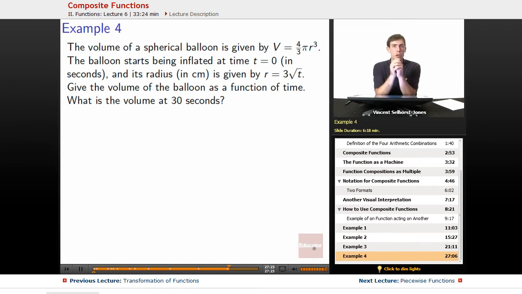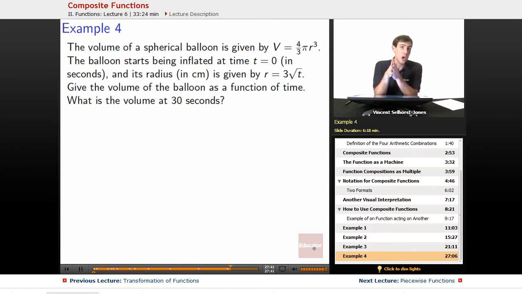So we've got a spherical balloon. Well, a sphere is just a ball, right? So that's basically what we expect when we think of balloons. So this is making sense, right? And it's being inflated, it's being blown up, and at time t equals 0, so that's just when we start, its radius is given by r equals 3 root t.